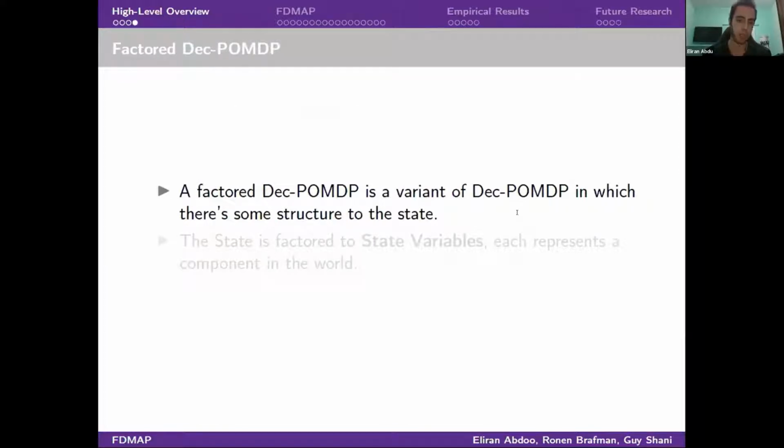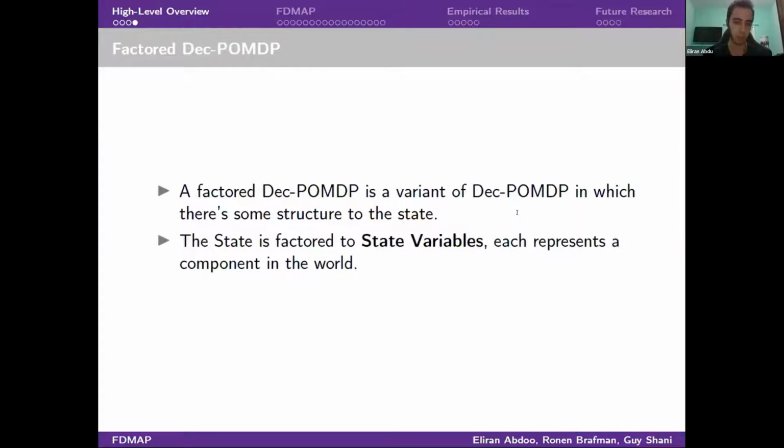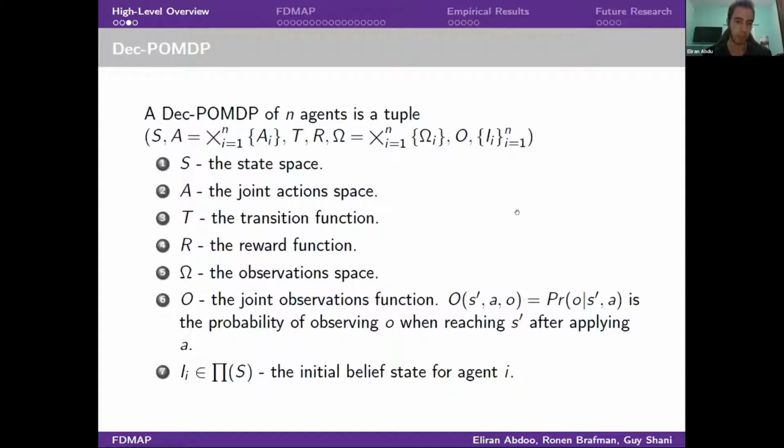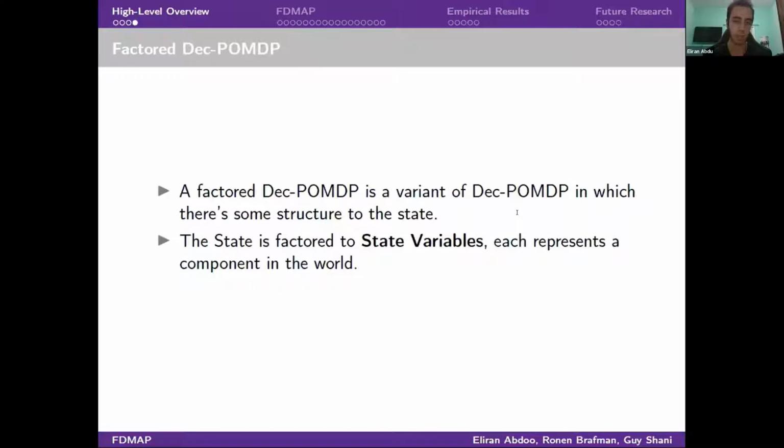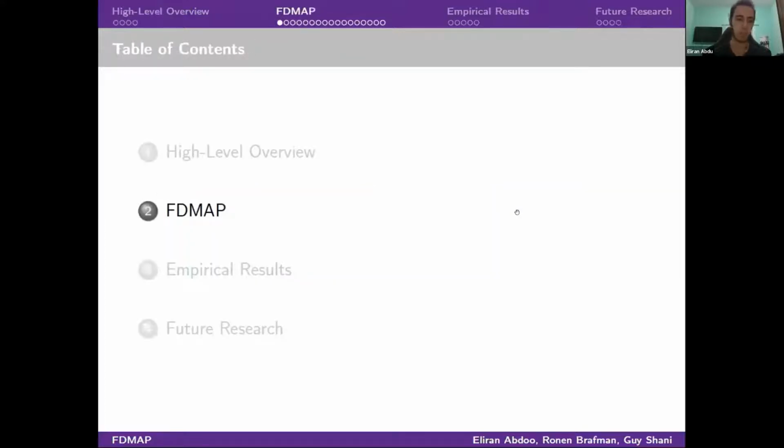So in our setting, we're using factored Dec POMDP, which is really similar to the variant proposed previously. Basically, the main change is that we factor the state space, which is represented here by S, to state variables, where each state variable represents some component in the world. And again, each state variable can receive a value, and the state is the composition of all of these variables. Okay, so this was the high-level overview.